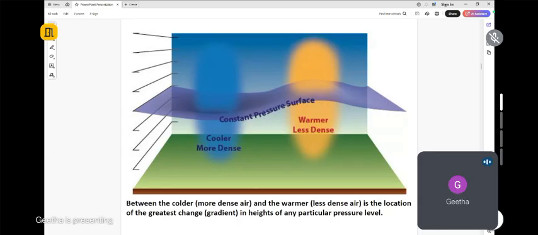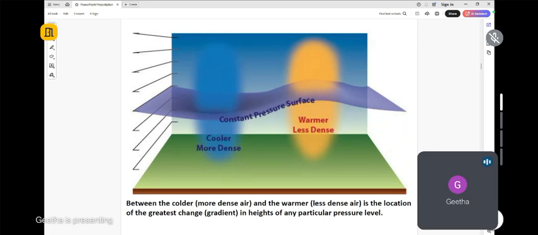If you take the 500 HPA level, even though generally we say 5.8 kilometers, it is not 5.8 kilometers from sea level everywhere. Over the colder regions, it may be at a lower height, say 4.7 kilometers or something. On the warmer side, it may be say 5.9 kilometers or 6 kilometers, and depending on the temperature gradient between this warm and the cold surface, the gradient may be strong or weak.